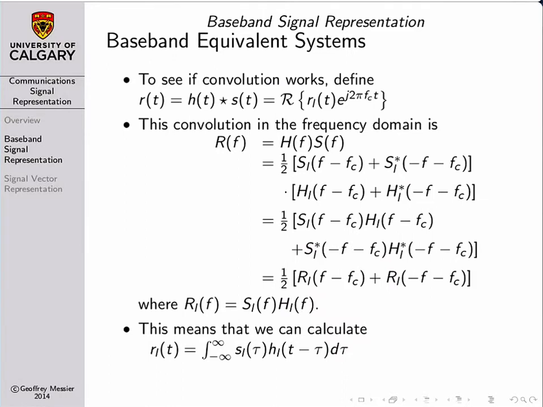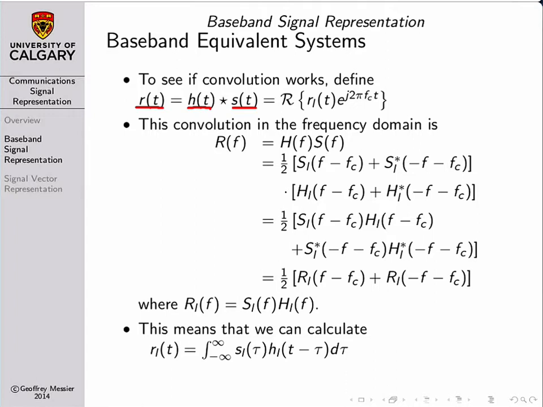So now what we have left to do is to check and see if convolution works. And so let's define the convolution. Let's define the received passband signal. So the passband signal at the output of the passband system, h of t, when excited by the input signal, s of t. Right?